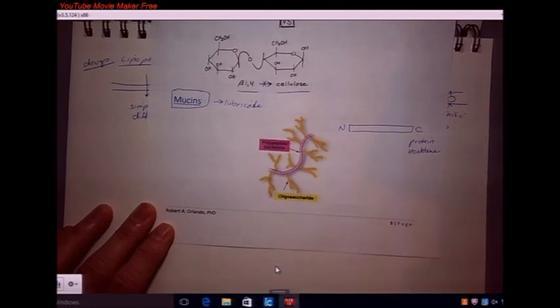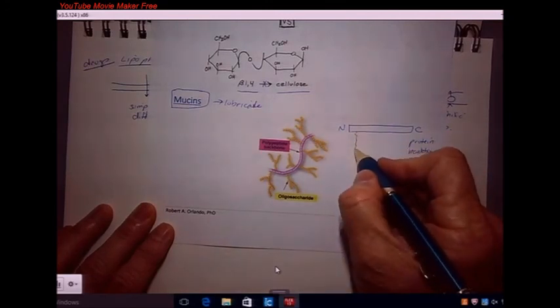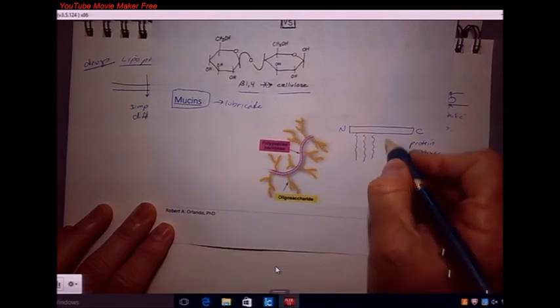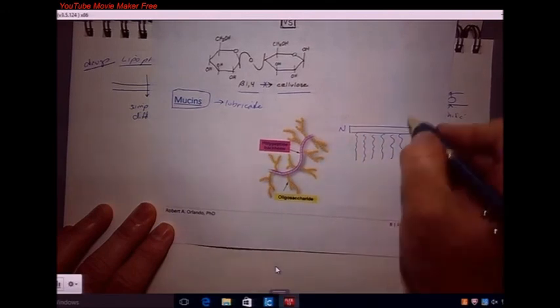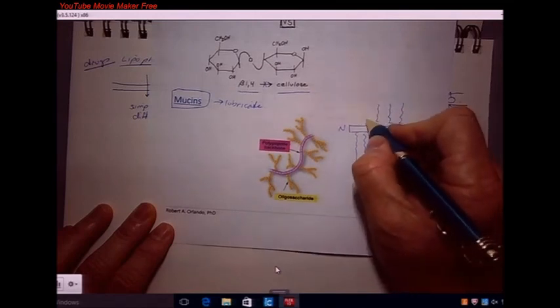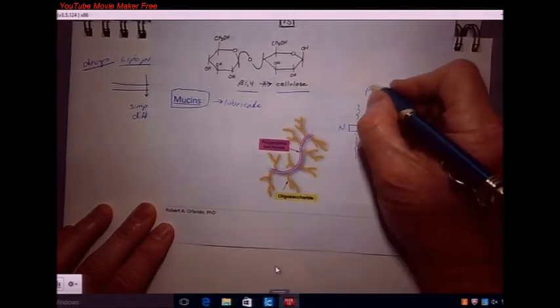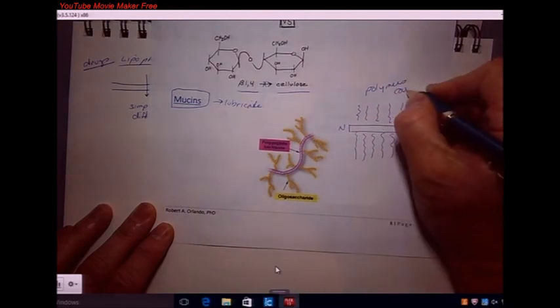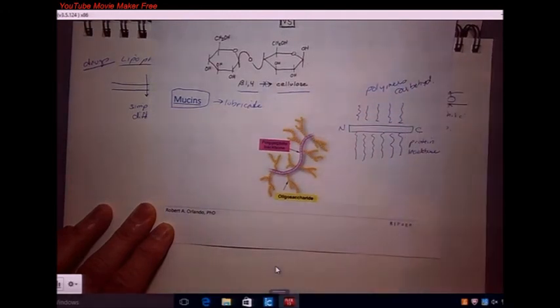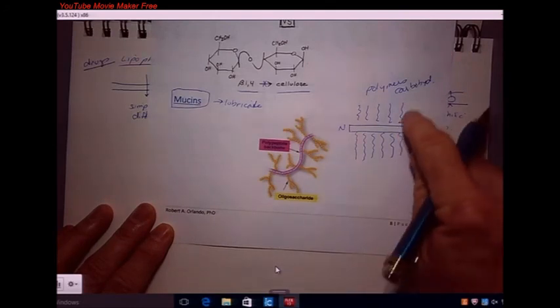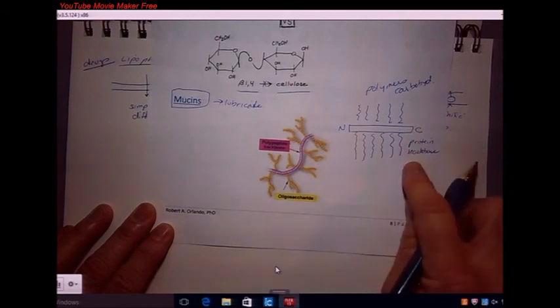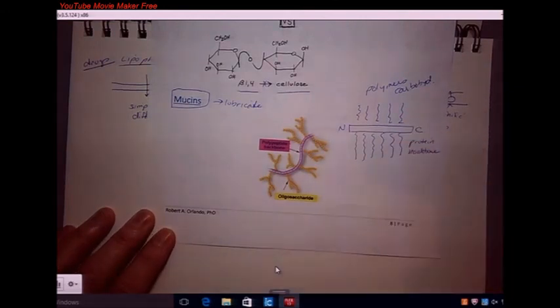And they have lots and lots of additions to them. These additions are carbohydrates. These are polymers of carbohydrates. Now, these are not polymers of glucose like starch. These are modifications of glucose. You can have galactose in there. Another type is called iduronic acid. We'll get into those later. But lots and lots of sugars that are covalently linked to this protein. This is the structure of all mucins.